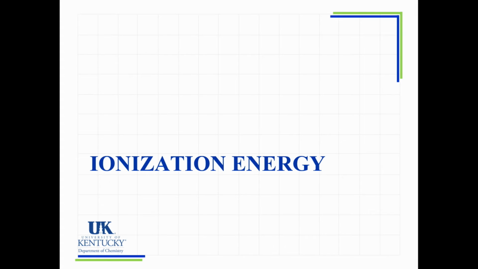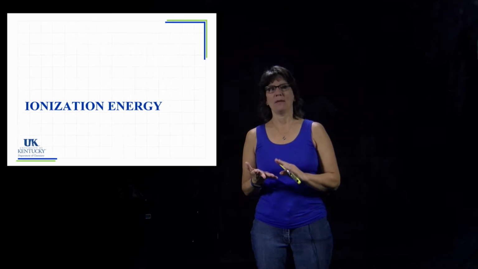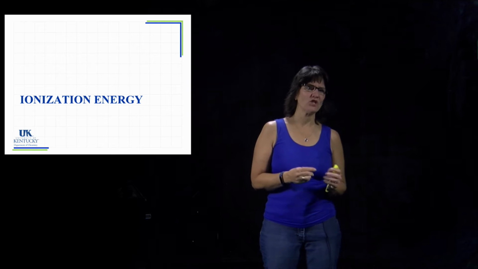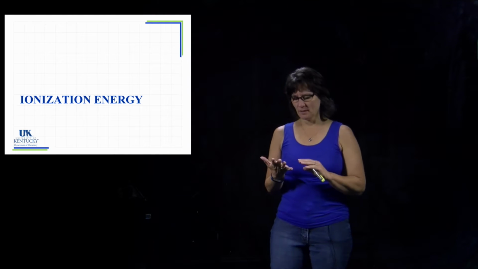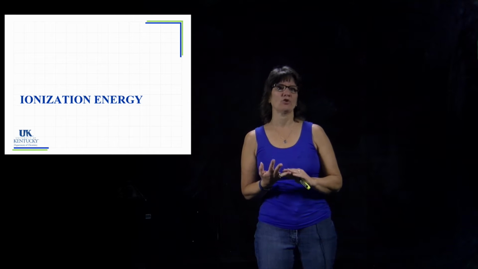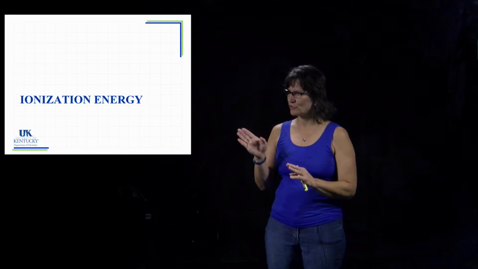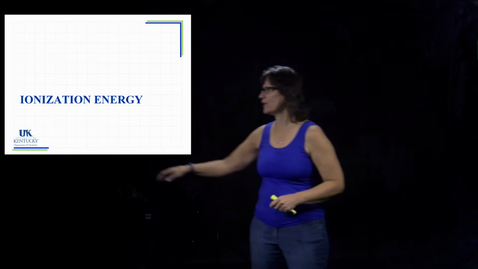Now that we have talked about ions and making ions and electron configuration, we're going to talk about the energy involved in making those ions. There is something called ionization energy and electron affinity that we want to look at. We're going to start with the ionization energy.